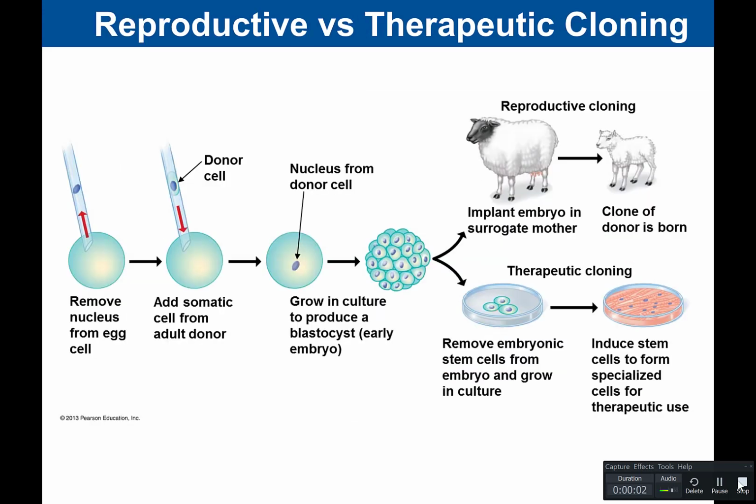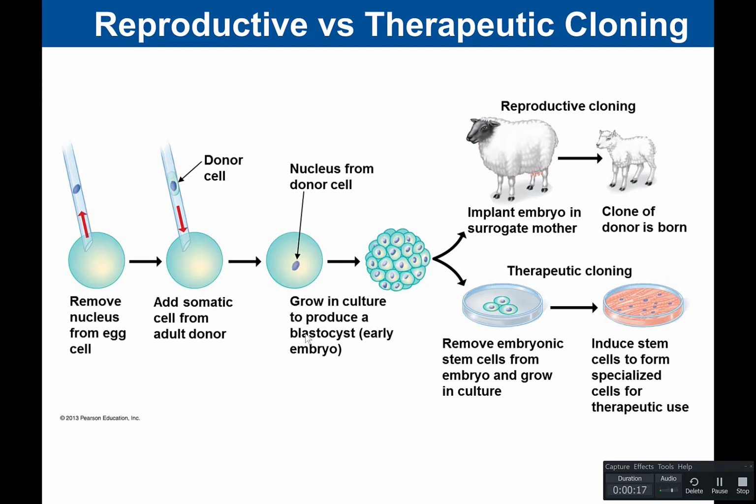So what we just looked at was reproductive cloning. They took an egg and they removed the nucleus. They then added a somatic cell from an adult donor. They grew that in culture to produce what's called a blastocyst.